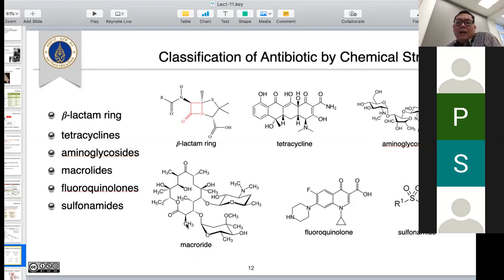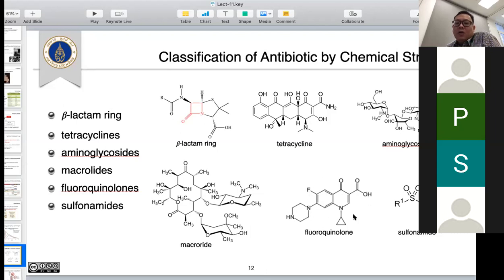This is the macrolide ring. Macrolide can link with sugar or non-sugar, that's okay, or maybe a bigger structure, but this is the macrolide ring. Two six-carbon member rings here, plus one fluorine, is called fluoroquinolone.